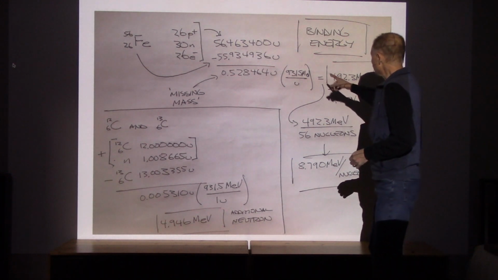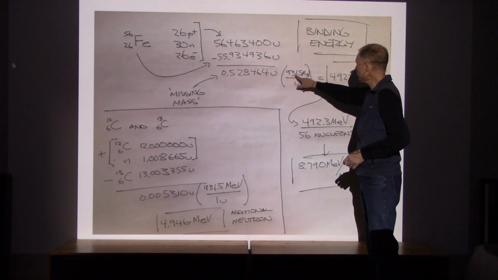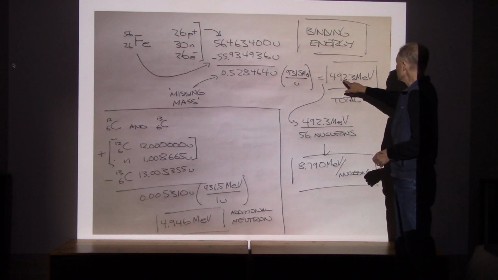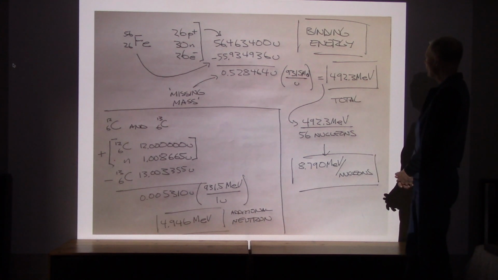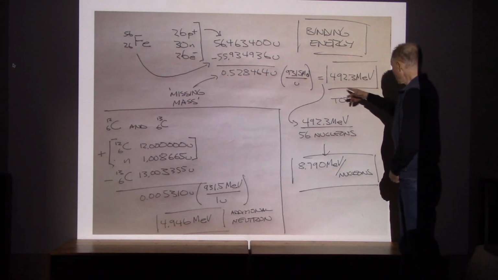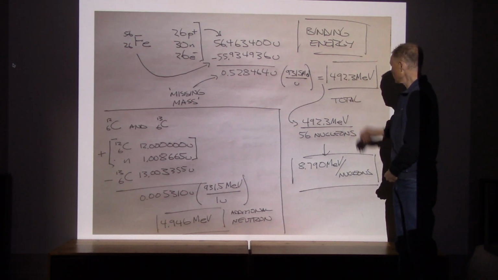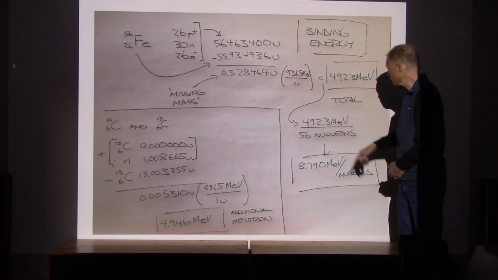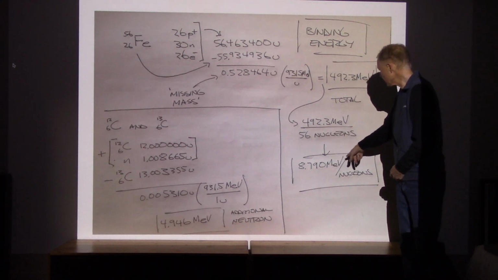The energy conversion from mass is 931.5 MeV per atomic mass unit, and that left us with 492.3 MeV total. So that's a total number, we boxed that, that's an important result. And then we also reported this in terms of per nucleon, 8.790.